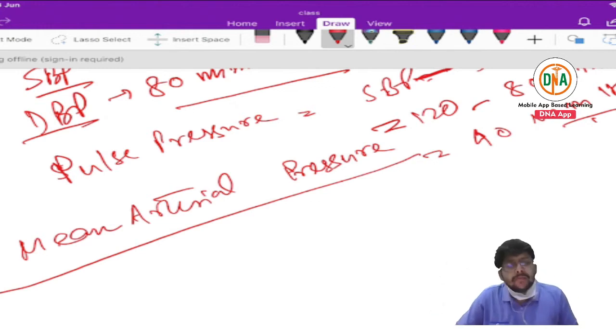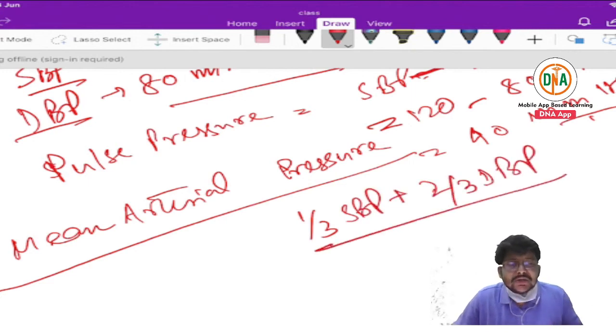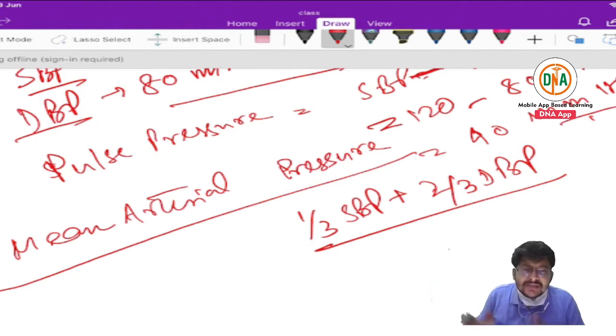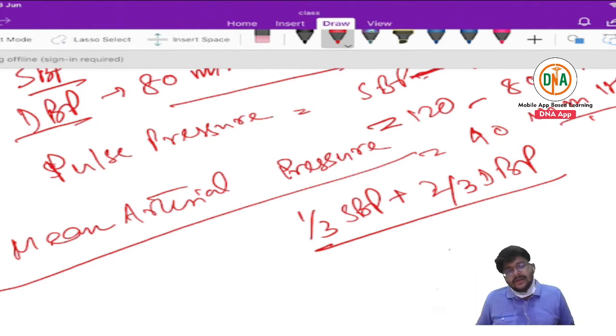So a simple way by which I can remember, and I hope you can also remember, is that mean arterial pressure is 1/3 of systolic blood pressure plus 2/3 of DBP, diastolic blood pressure. Just remember this. Now you know PP, the pulse pressure, means SBP minus DBP. You all have passed class 12, you all know maths better than me. So diastolic blood pressure plus 1/3 of pulse pressure, you do your way. No issue with that. But the basic is 1/3 of SBP plus 2/3 of DBP.